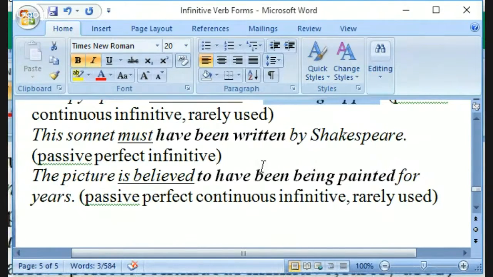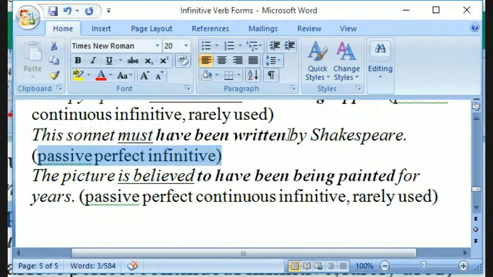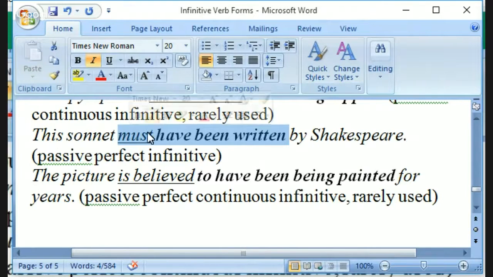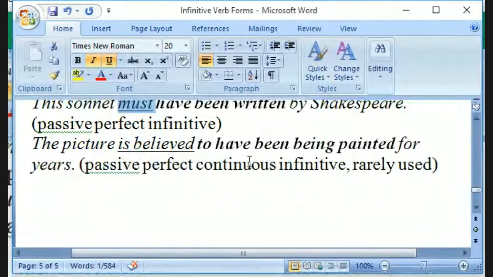Crazy. All right. Passive perfect infinitive. This sonnet must have been written by Shakespeare. Okay. Again, I keep saying the same thing, but these special infinitive verb forms are rare, but not that rare when you're talking about modals. Could have been written by someone else. All right, last one. The picture is believed to have been being painted for years.